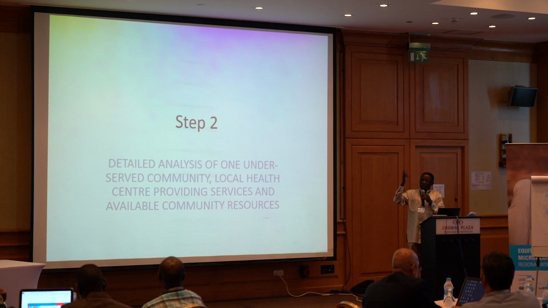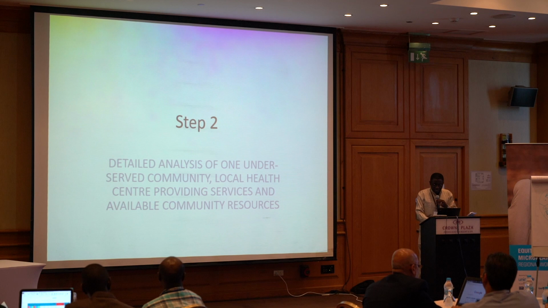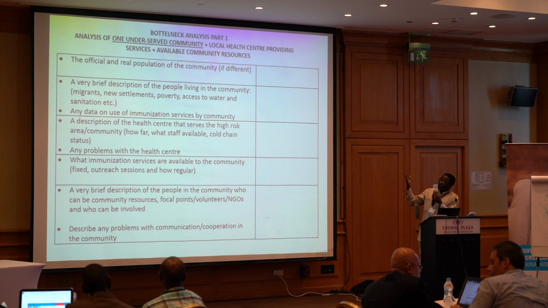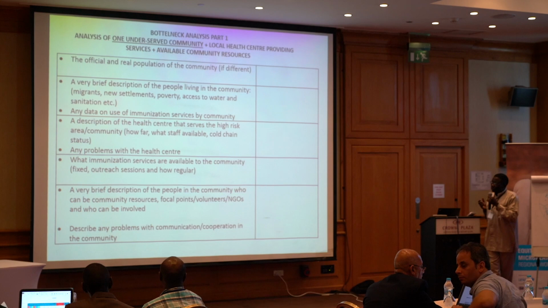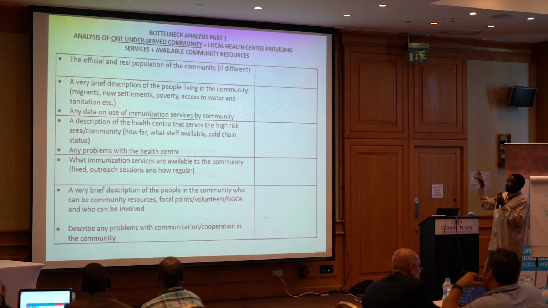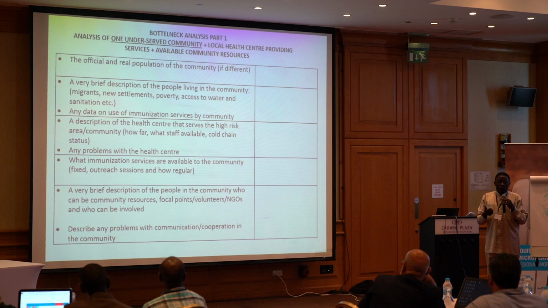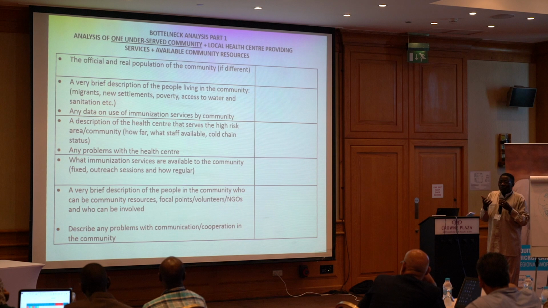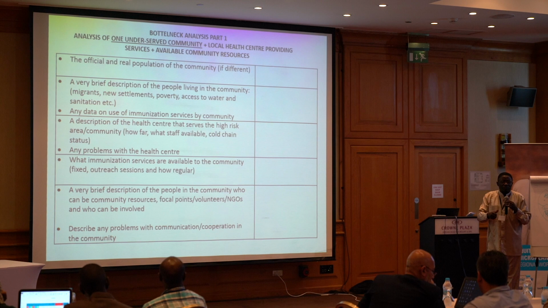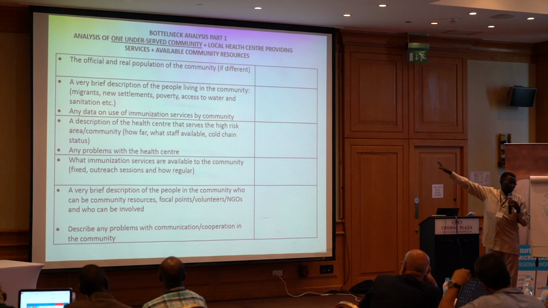We need to analyze a health facility and a community. This form is going to help us analyze one underserved community, a health center providing services there, and available community resources. I like available community resources because commonly we do not tap into the communities. I want to tell you, communities can contribute greatly to immunization. If you engage them, if they own the program, if they have planned where all outreaches are, then that is that. You have this in your forms, right?